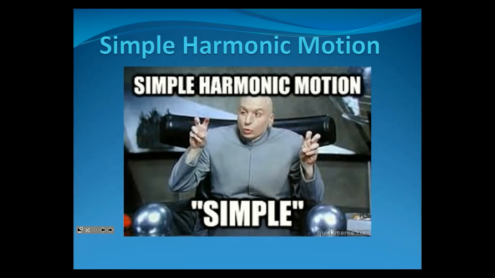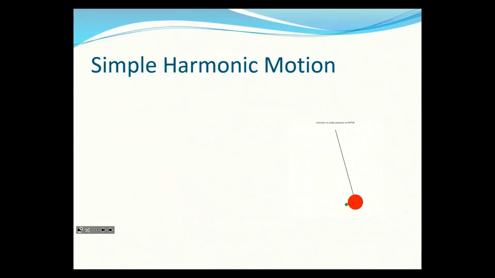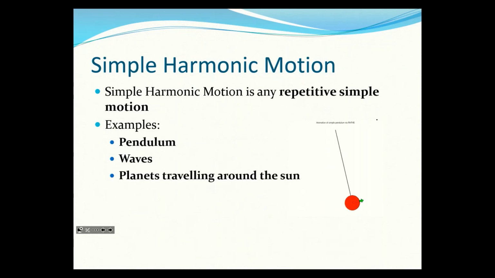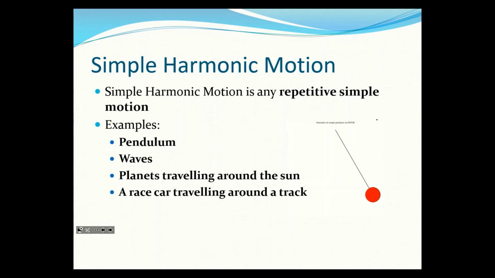Okay, so simple harmonic motion. Simple harmonic motion is kind of like this pendulum over here. It's just any simple repetitive motion. So it could be a pendulum, it could be a wave, it could be planets traveling around the sun, it could be a race car traveling around a track where it just sort of repeats over and over and over again.